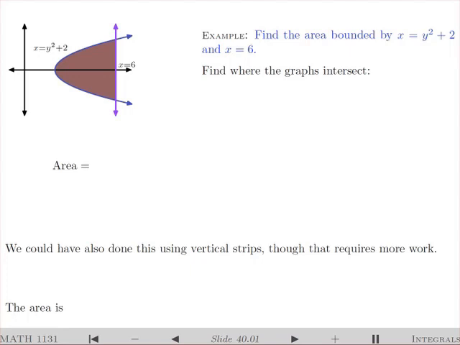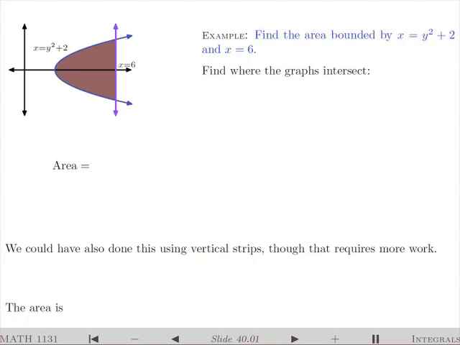Of course, you can also do this by just switching x and y. Switching x and y just flips the graph, which means the area doesn't change. So the answer would be the same as the area bounded by y equals x squared plus 2 and y equals 6. I will leave it to you to work that out and verify you get the same answer.